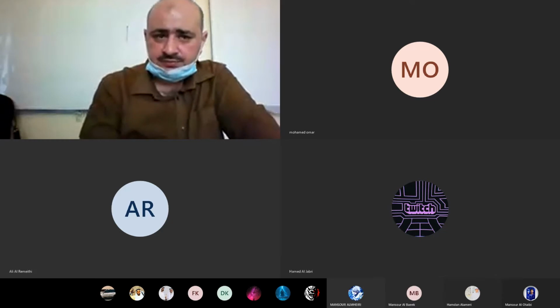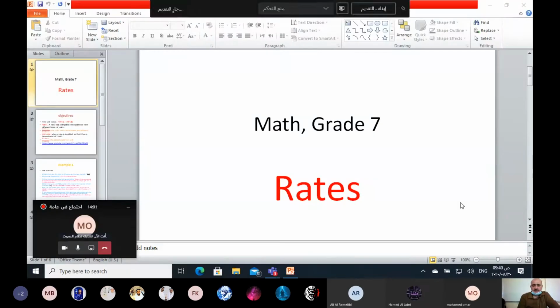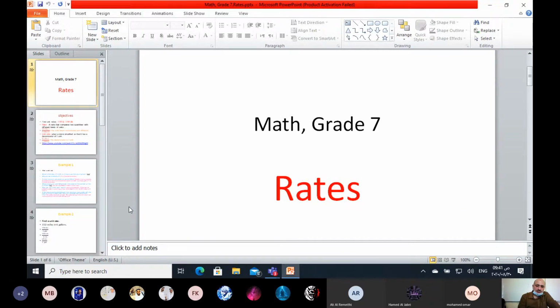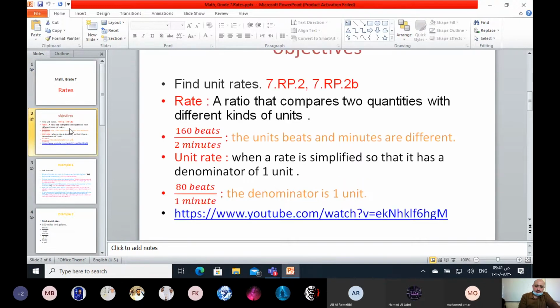Today, inshallah, we have the first chapter in grade 7 math, and we have the first lesson. We want to learn today, or to revise, the rates. What is the meaning of the rates? So our lesson is about how to find unit rates.